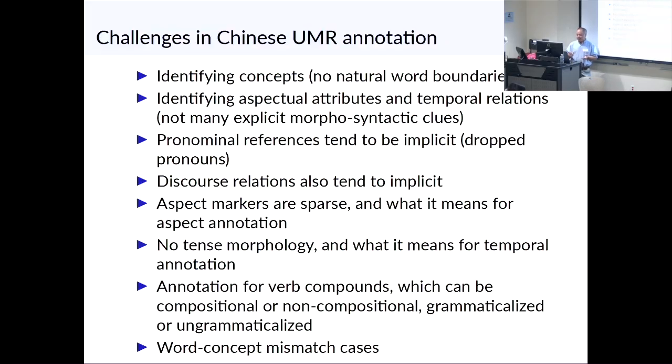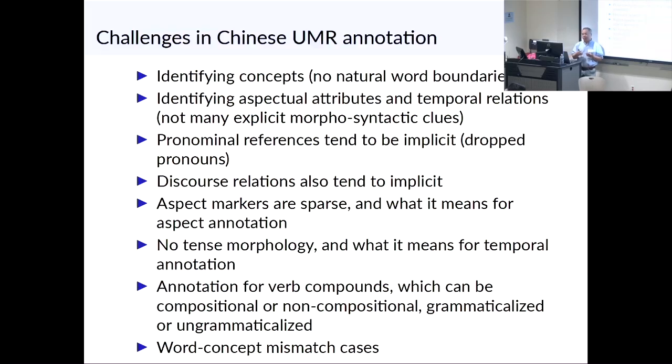But for others, there's a very transparent relation between them, right? So that's something you have to deal with. If you just want to deal one way, let's say treat the entire verb compound as a concept, as a predicate, then you're going to have a lot of verb compounds, and you're going to create a lot of entries for them. So that's a problem, right? And if you decompose them, you have to be careful to decide which ones are compositional and which ones are not. And there's also the issue of grammaticalization.